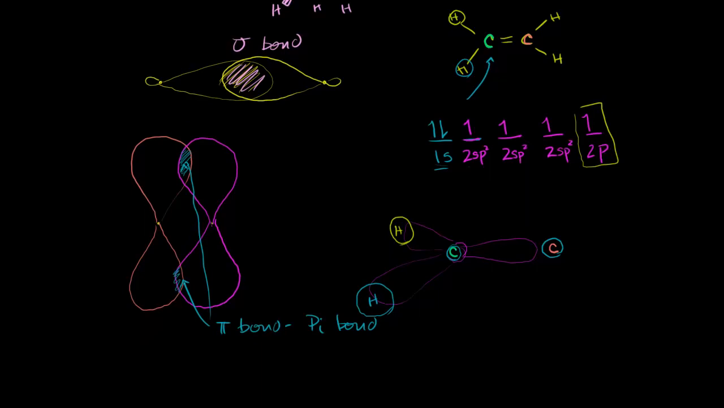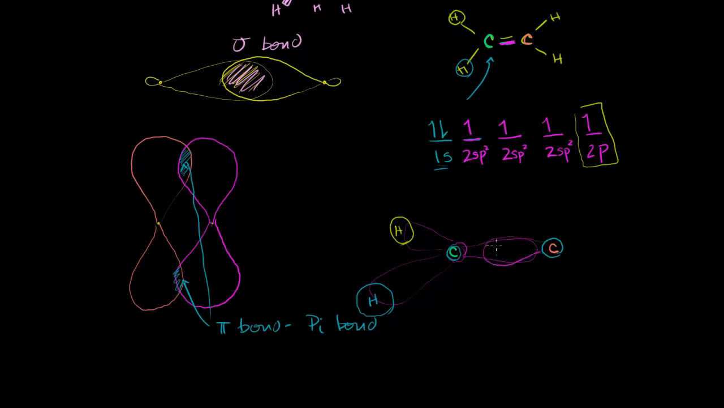But let me draw his bonds. So first of all, he has this bond right there, which would be an sp2 hybridized bond. Let me do that in the same color. So he has this bond right here, which would be an sp2 hybridized bond.